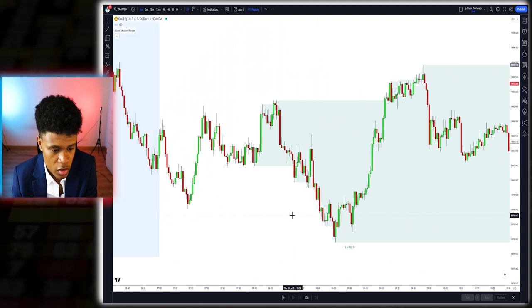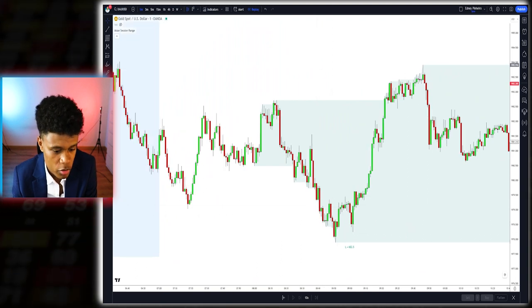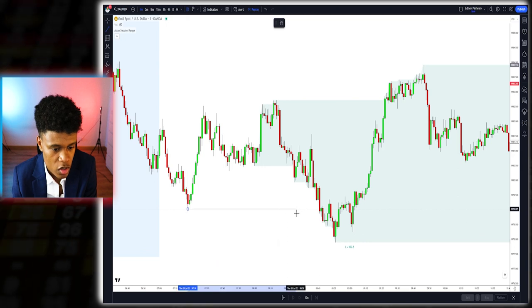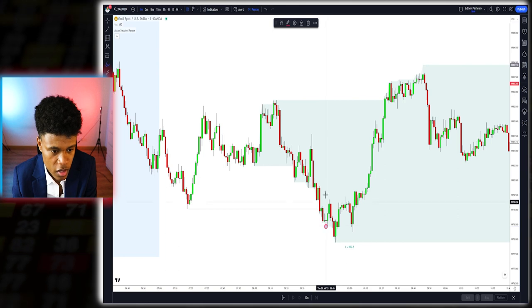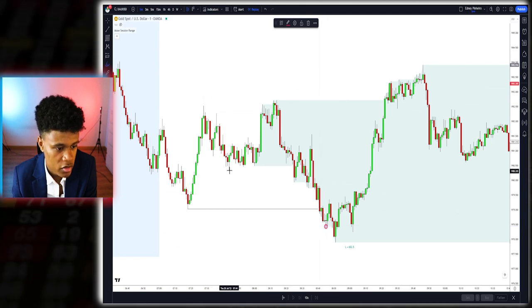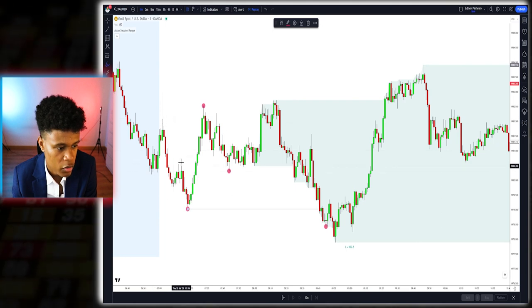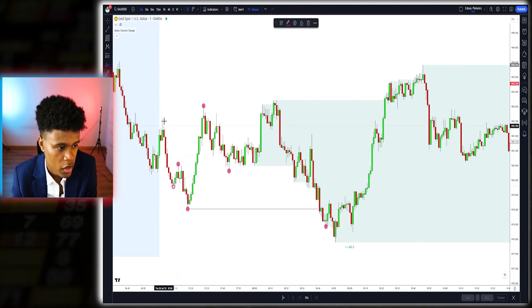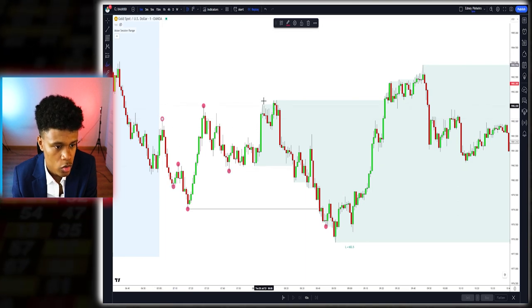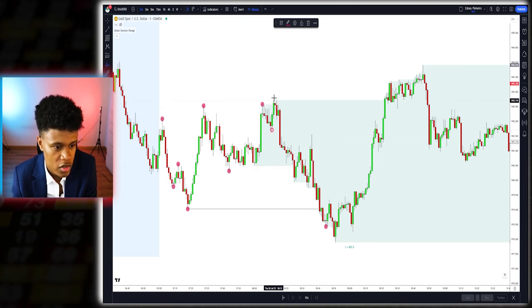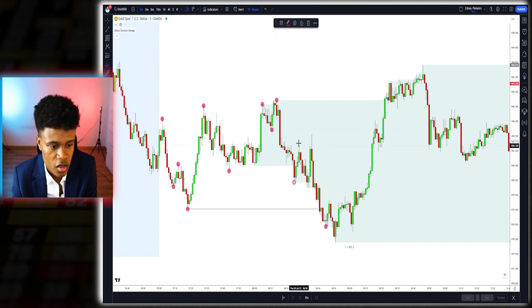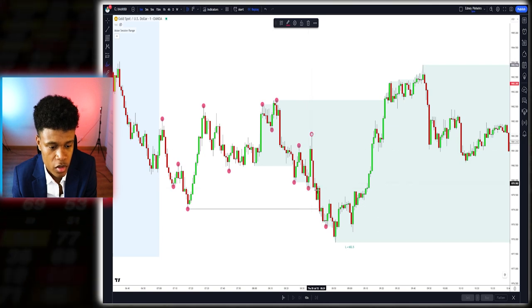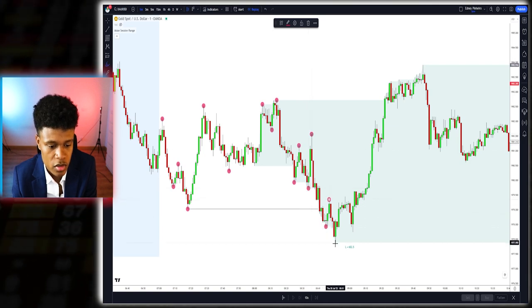Let me see. Here we have a shift in market structure, because after we set these lows, we made a low right here. That came from this low, this high, this low, this high. We also had a shift in market structure here. So we have this huge thing happening right here. We grab the liquidity, we made this high, we made this low.